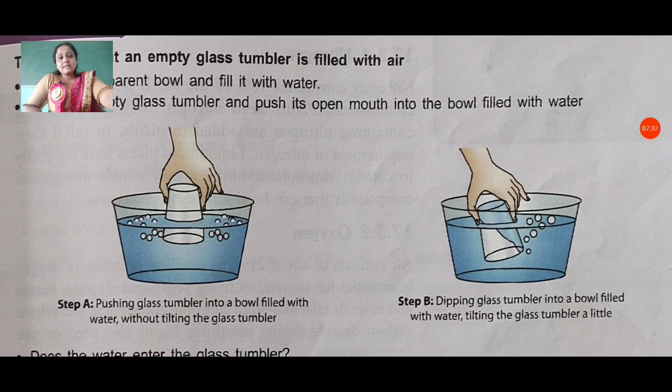You can see here in step A and step B, our figures are given. In step A, pushing the glass into a bowl filled with water without tilting the glass tumbler. You can see here how the bubbles are around it. And in step B, dipping the glass tumbler into a bowl filled with water, some water fills it, tilting the glass tumbler a little. You can see here in step A, bubbles are on both sides. In step B, bubbles are only on one side.